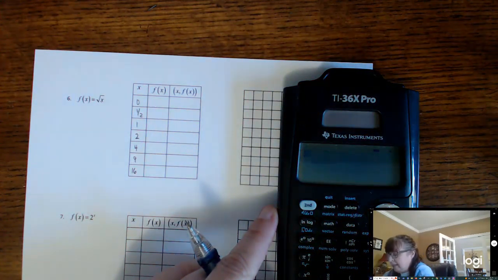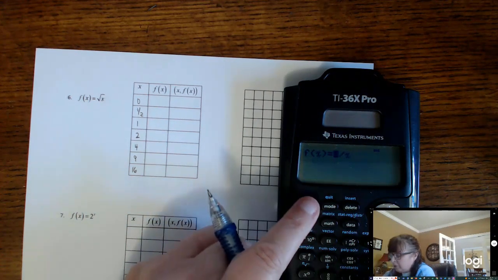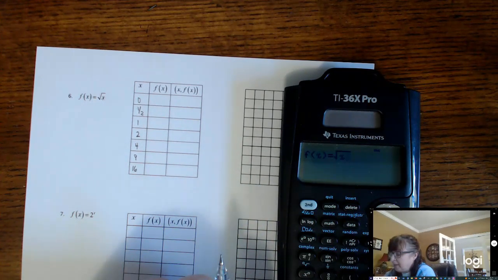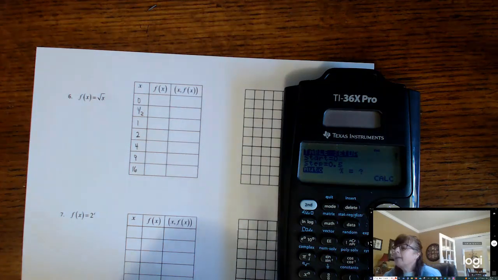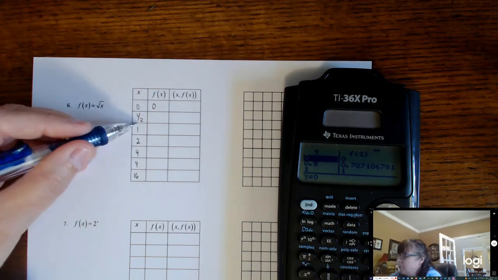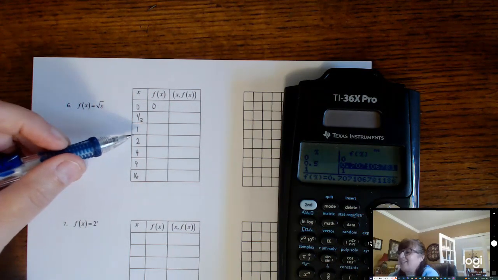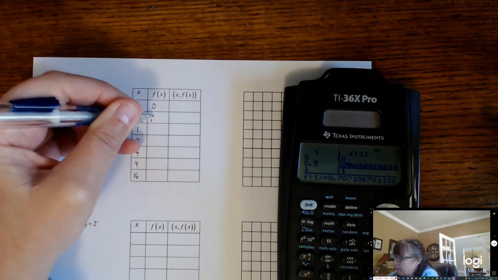So what we'll do is we'll go to the table again and go to number 2, edit function, and we're going to put the square root. Let's clear that out. The square root of x, and then hit enter. And we're going to start at 0, and we'll count by 0.5s again. And so you get 0 is 0, and you see when I put 1/2 in, I got a horrible value. See that value? And if I hit the squiggle, I'm not going to get a fraction this time. So we will have to round this to 0.71.